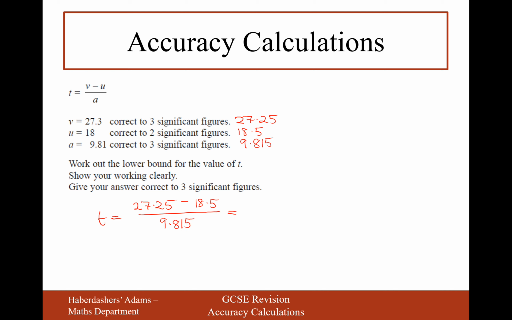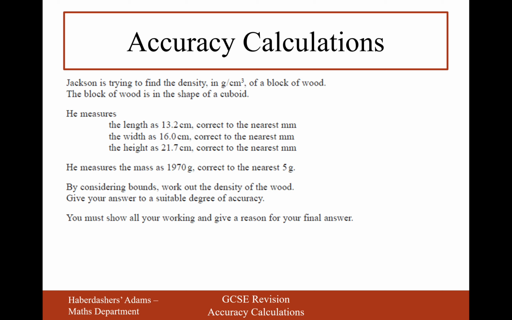Let's do the fraction button. 27.25 take away 18.5 divided by 9.815 equals, the answer here is going to be 0.891 seconds. Oh, actually, you don't know it's seconds, but yeah, it's 0.891 to 3 significant figures. Okay, let's move on to the next one. Pause the video and give this question a go.